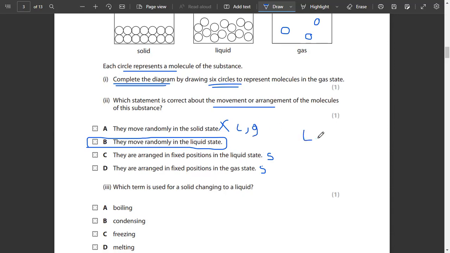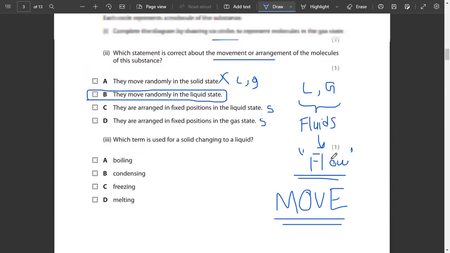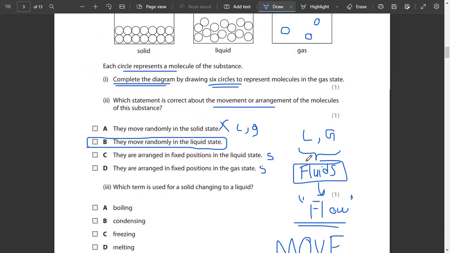Remember one thing: liquid and gas, they are both combined, known as fluid. What is fluid? Fluid जो है वो originate करता है from the word flow. Flow means move. They can move randomly. So liquid and gases, they are both classified as fluids.